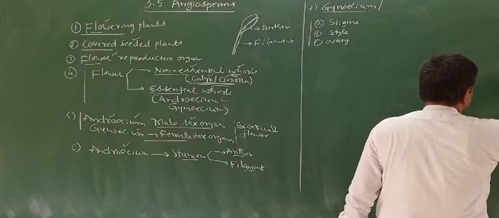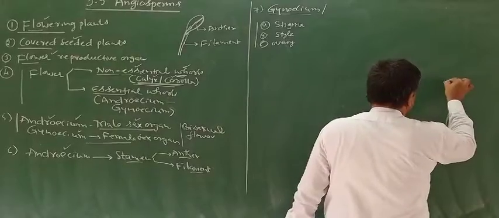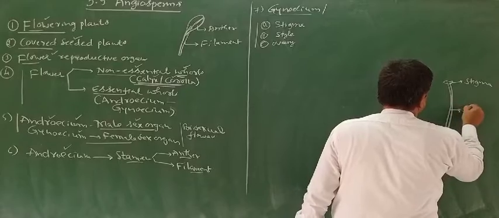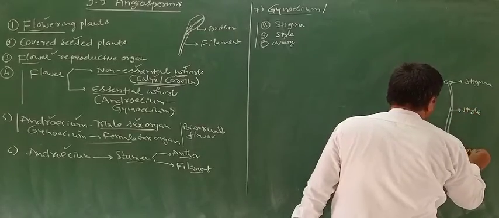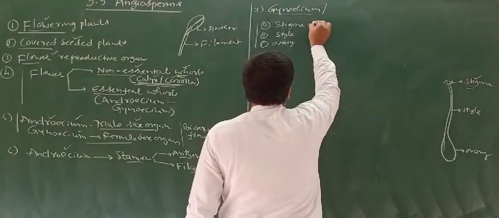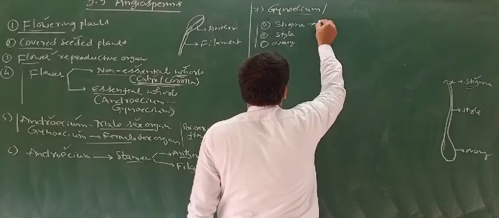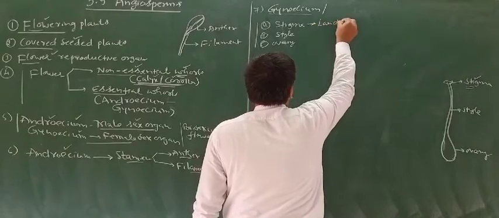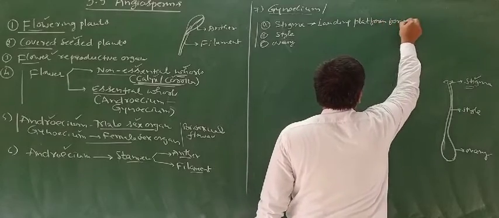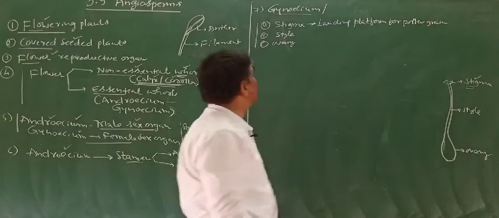So when you think of this, it is made up of 3 parts. Now this is called a stigma, this portion is called a style, and this basal portion is called an ovary. Now you have to define what the stigma is. Stigma is the receptive part for the pollen grains, or landing platform for pollen grains. In this way you can define it.